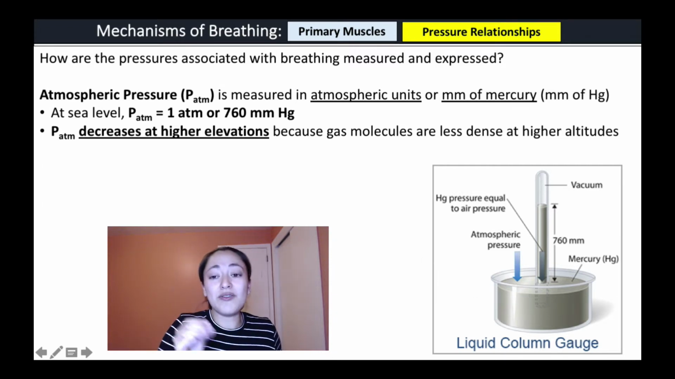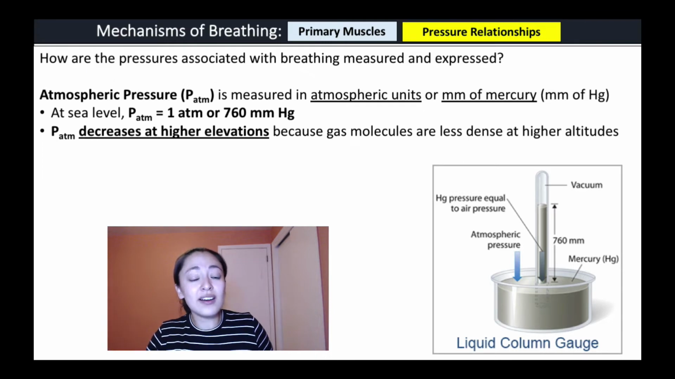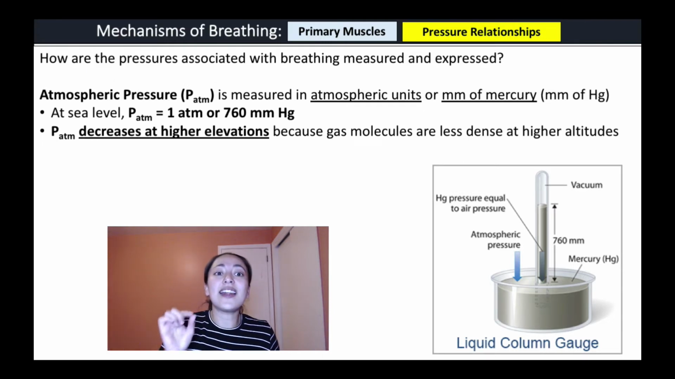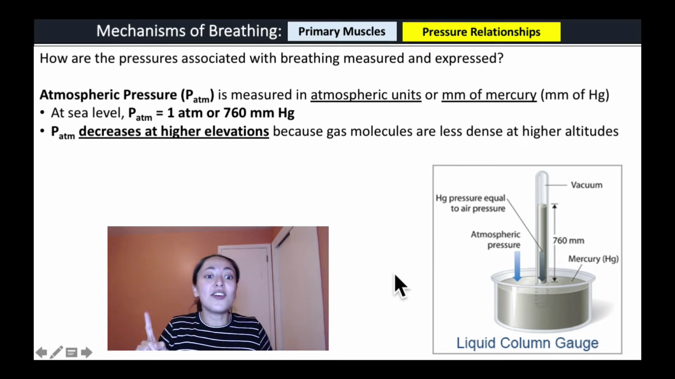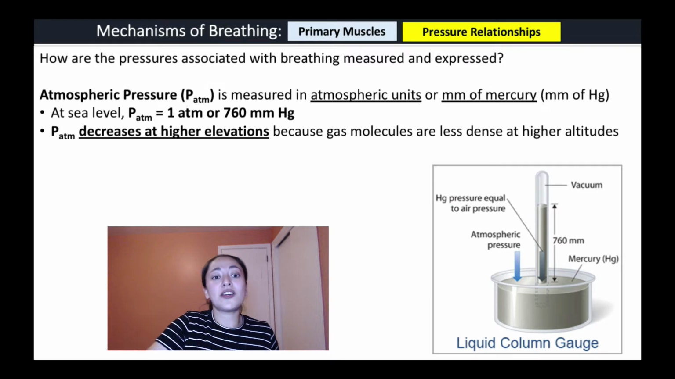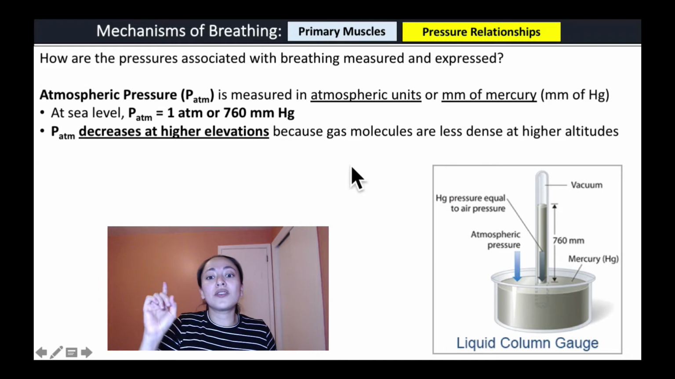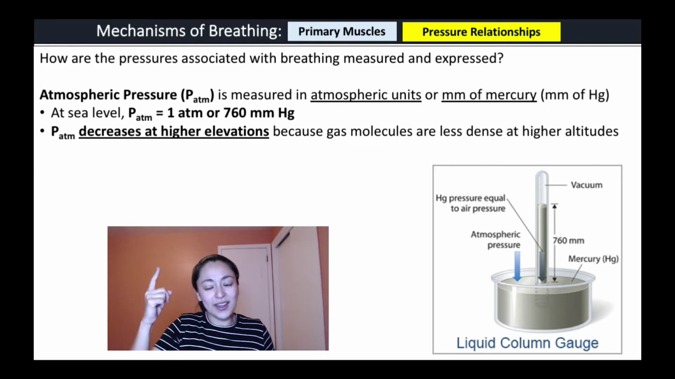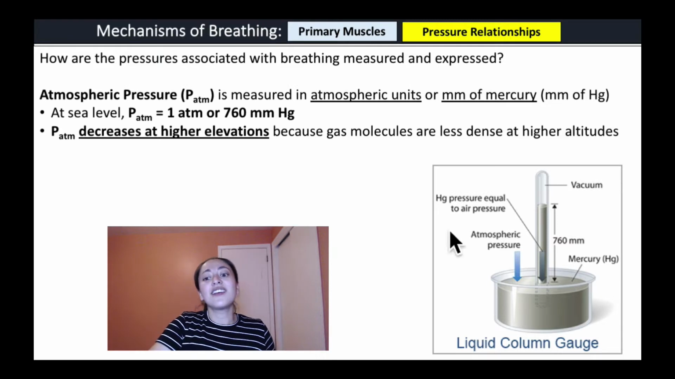One thing I want to point out now, and I'm going to talk about again later on in this PowerPoint, is that atmospheric pressure decreases at higher elevations. So when you climb a mountain, the atmospheric pressure is going to be less than 760. That's because there are fewer gas molecules higher up. The gas molecules become less dense, so there are fewer gas molecules hitting the surface of the mercury, causing it to go up less.